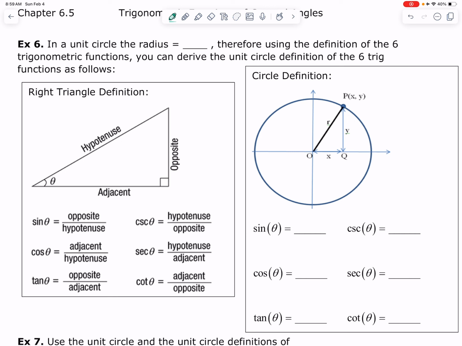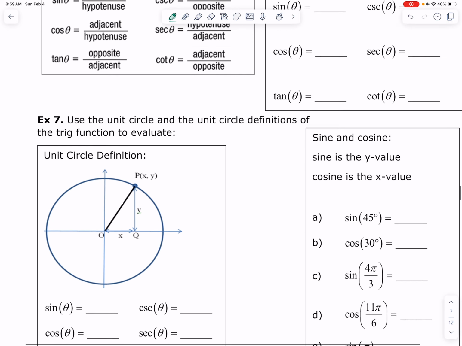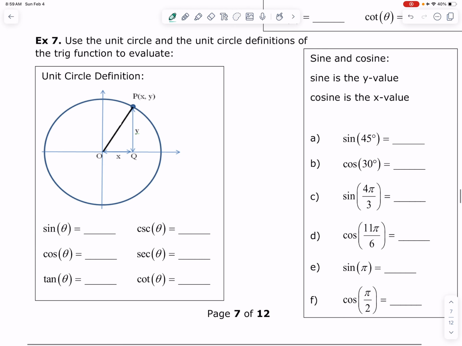When we talk about a unit circle, unit anything means 1. So in a unit circle, the radius is 1. Okay. When we use the definition of the 6 trig functions, which I have included right here, we can figure out what this looks like in terms of the unit circle. Now, that is not the circle to the left. We're going to get to that in a minute. This is the circle at the bottom, unit circle definition.